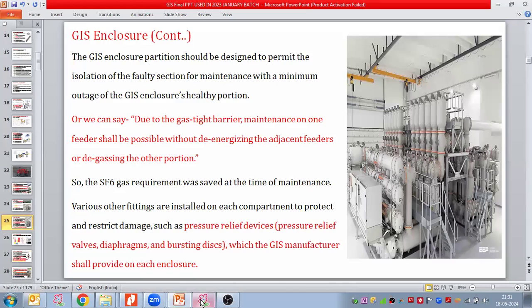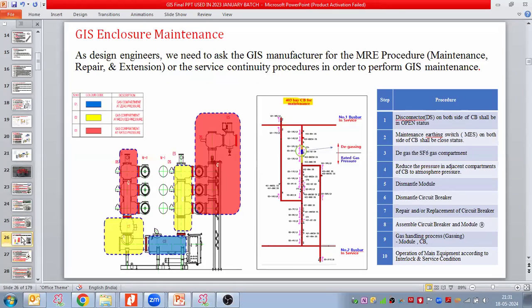So what we do when we do the project with the manufacturer, we ask for one service continuity or we ask the manufacturer for one MRE procedure. MRE procedure stands for maintenance, repair, extension procedure of the GIS, or the service continuity procedure, in order to perform the GIS maintenance. So here they will provide the MRE procedures by taking each and every compartment separately.